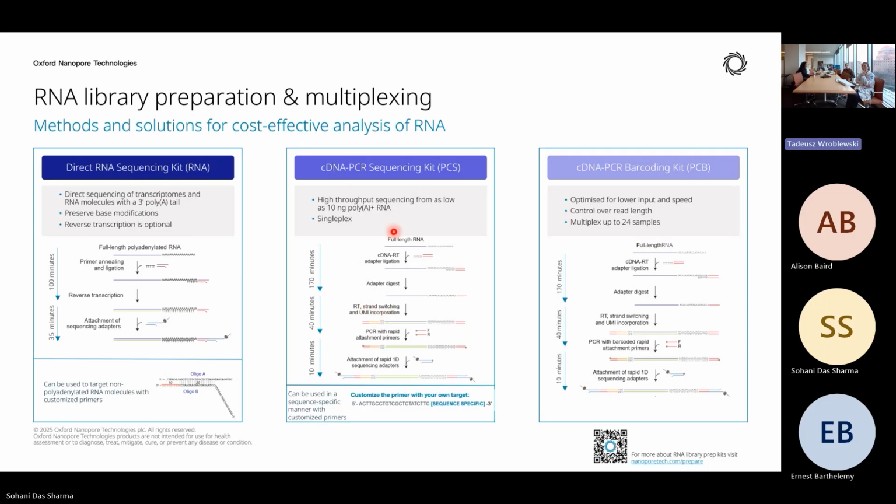So what is the extra information you get if you do direct RNA? I think the only extra information you are going to obtain is the RNA-based modifications, which you are not going to get if you do the cDNA-based approach.